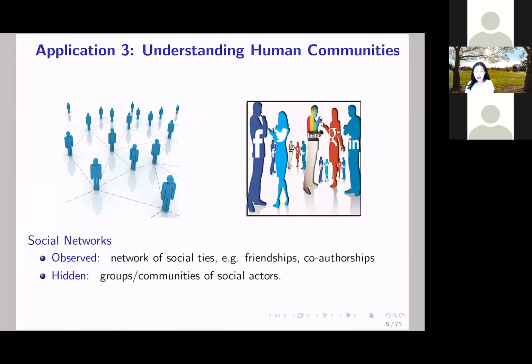So another application is to understand human communities. This is related to social networks or any graph data where you observe the graph connectivity. The graph connectivity means you have the nodes, you have the edges, but based on the observation, you wanted to understand the groups of social actors or commonalities of the social actors. By social actors, I just mean a node in a graph, right? So that's also highly relevant to these latent variable models.